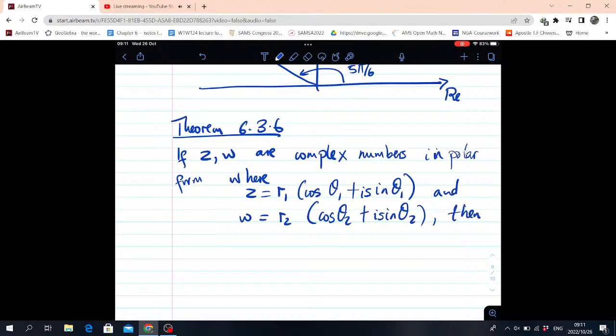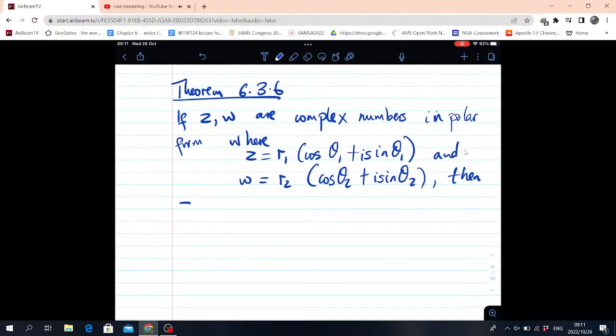Then multiplying them is not that difficult. z times w is going to be equal to r1 times r2, so just the product of the moduli of these two complex numbers, times cos of theta 1 plus theta 2. So we just need to add the angles, or the arguments, plus i sine of theta 1 plus theta 2. So that's what we get.